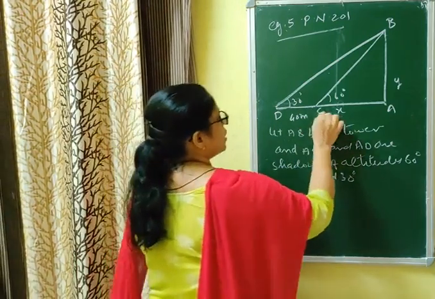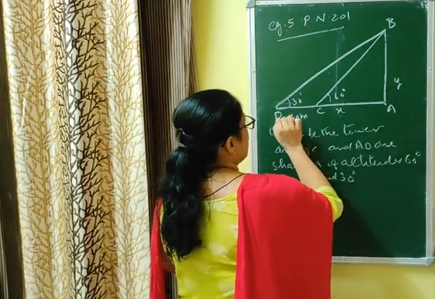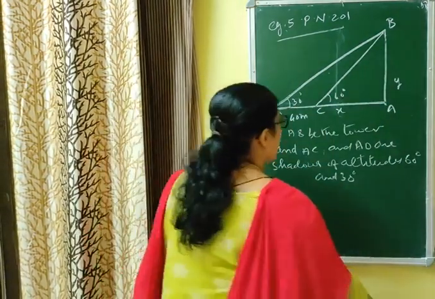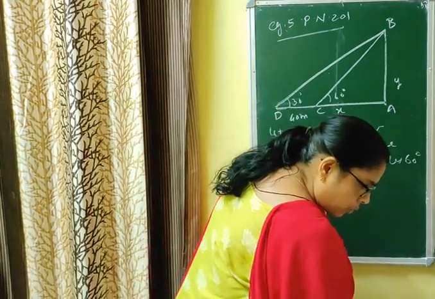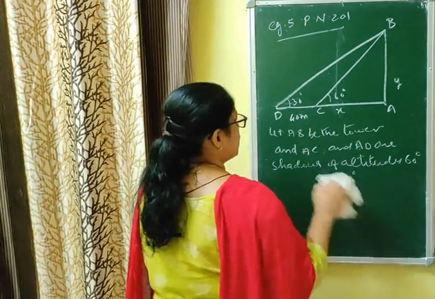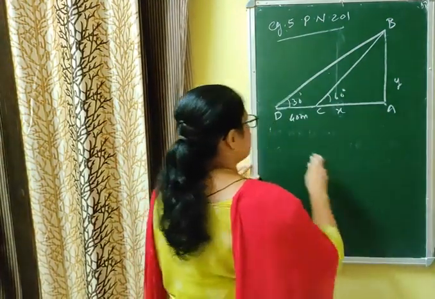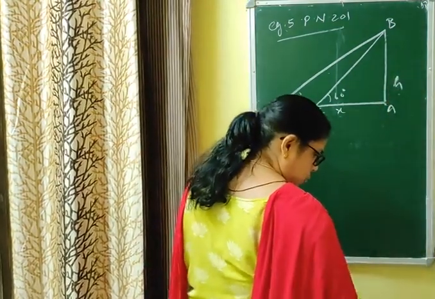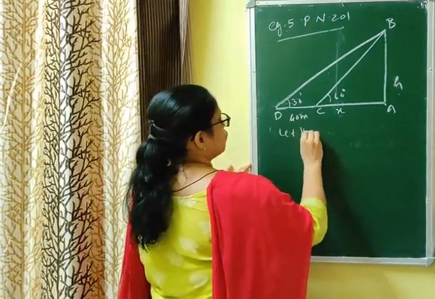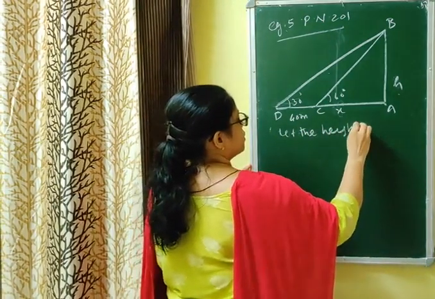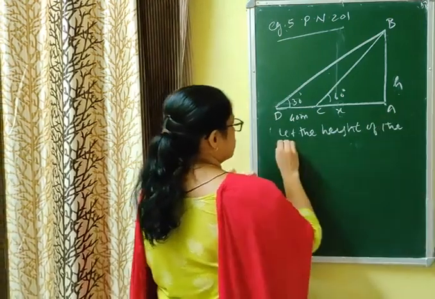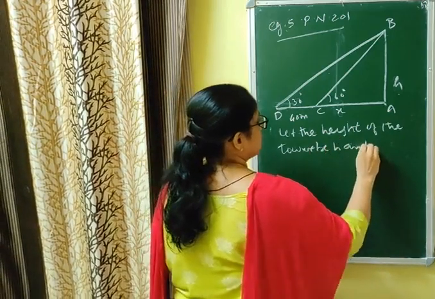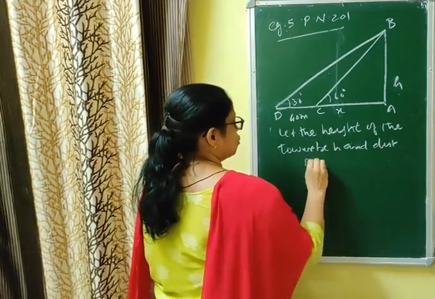That is why, since C is nearer to A, this angle is bigger, and D is far from AB, this angle is smaller. This angle is the biggest one. Now you are asked to find the height of the tower. Let the height of the tower be, for convenience, h. height को h लेने में आपको convenience रहेगा. Let the height of the tower be h and the distance AC equal to x.